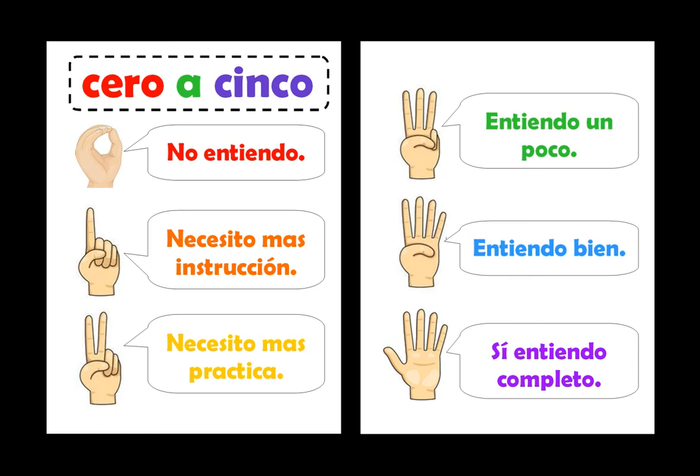How did you do? Grade yourself on the scale from 0 a 5. 0, yo no entiendo. Número 1, necesito más instrucción. Número 2, necesito más práctica. Número 3, entiendo un poco. Número 4, yo entiendo bien. And número 5, yo entiendo completo.